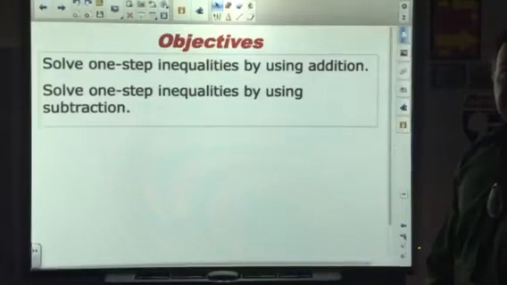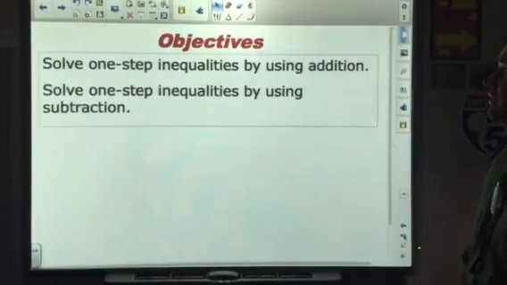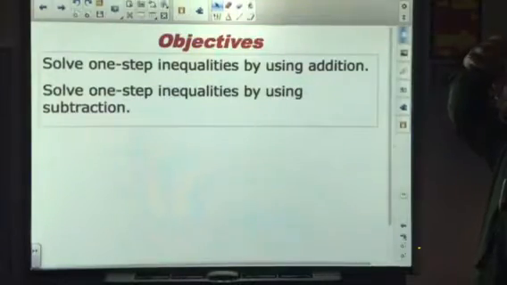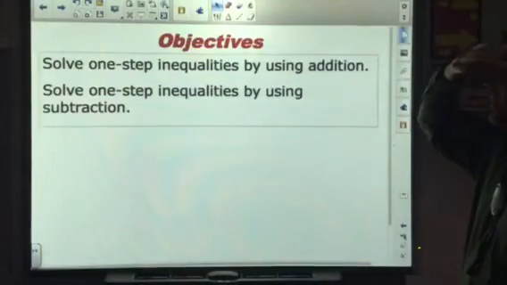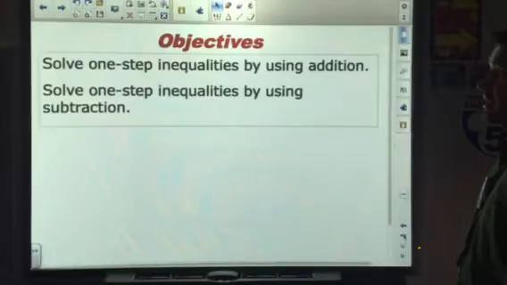Hey, this is Algebra Lesson Chapter 3.2. Today we're going to do some more inequalities using one step. It's one step with addition and one step with subtraction.